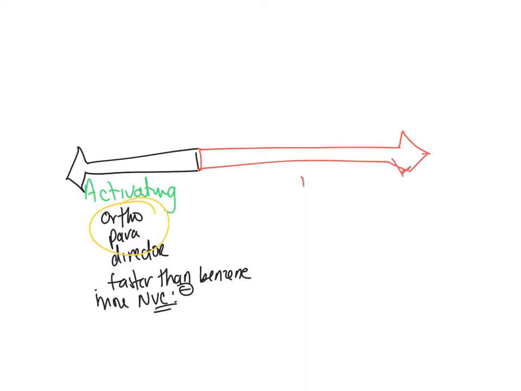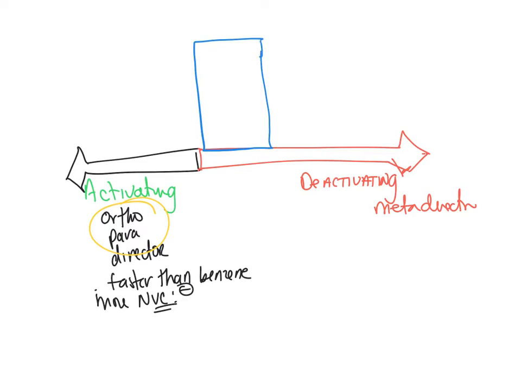And then you have this, which is deactivating. And these are going to be meta directors over here. Now there is some exception here. And this is deactivator. So that means they're slower than benzene. But these are going to be ortho-para directors. And that's your halogens. So that's a fluorine, a chlorine, a bromine, and an iodine.